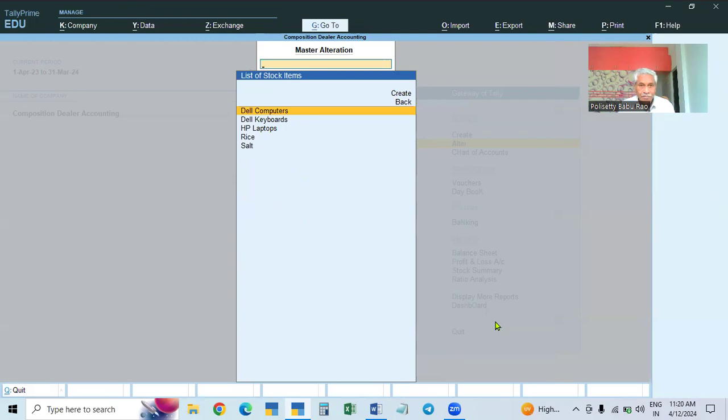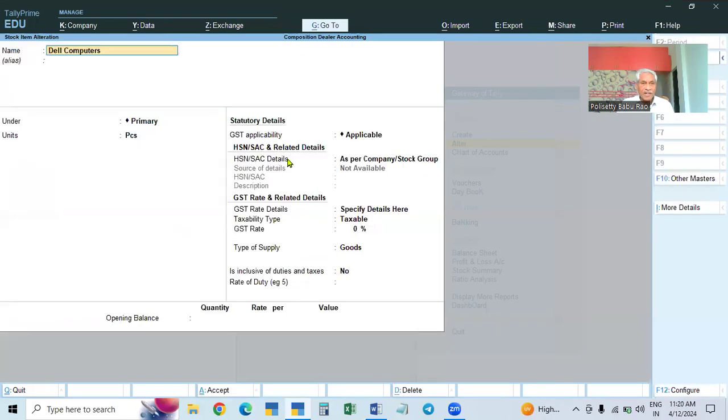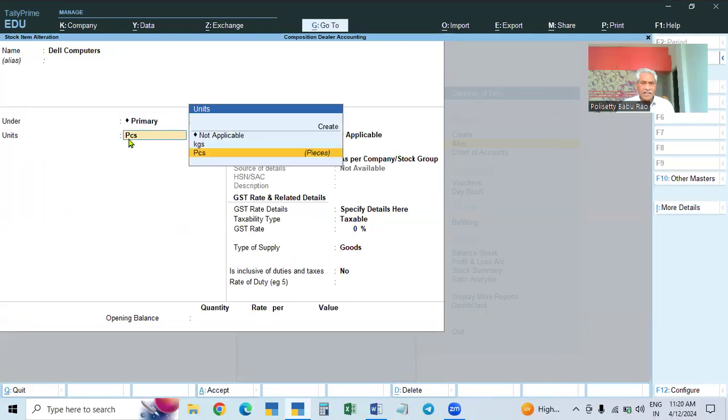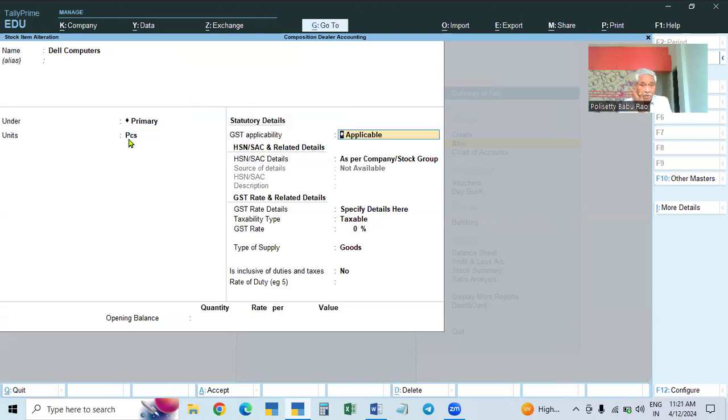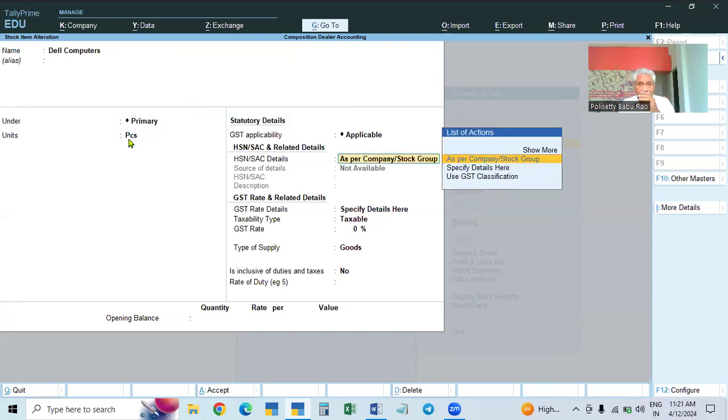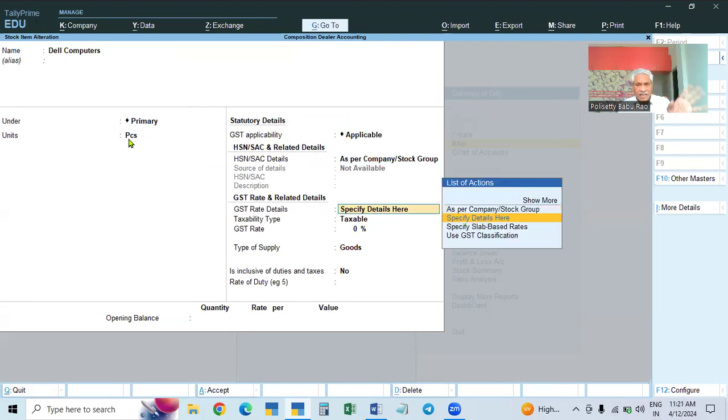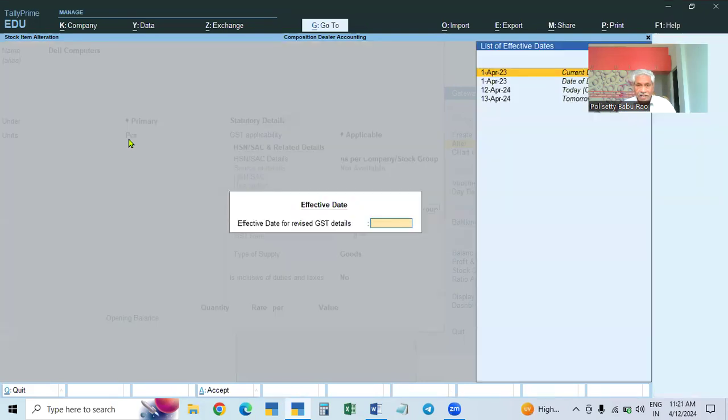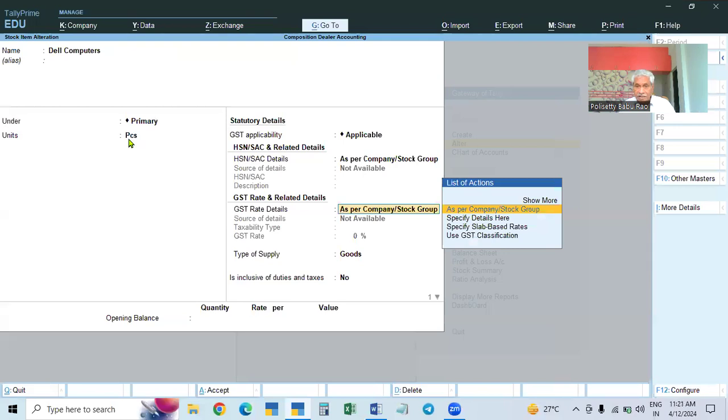So first I create Dell computers, for example. Group I am not taking anything. Units, pieces I am taking. So GST is applicable. Okay, GST is applicable, and HSN number is not required. And here, to show like this, we have to specify the details.